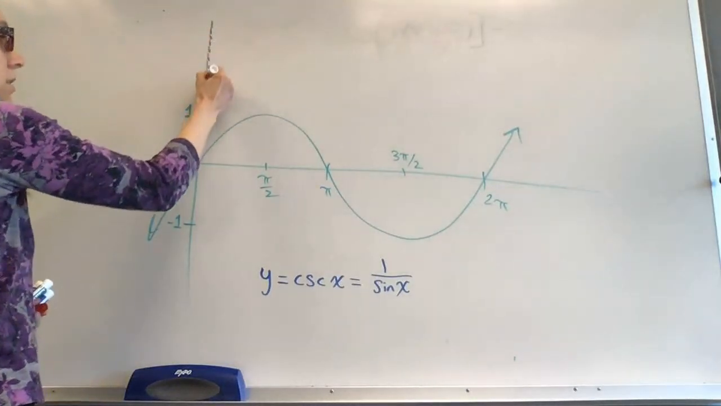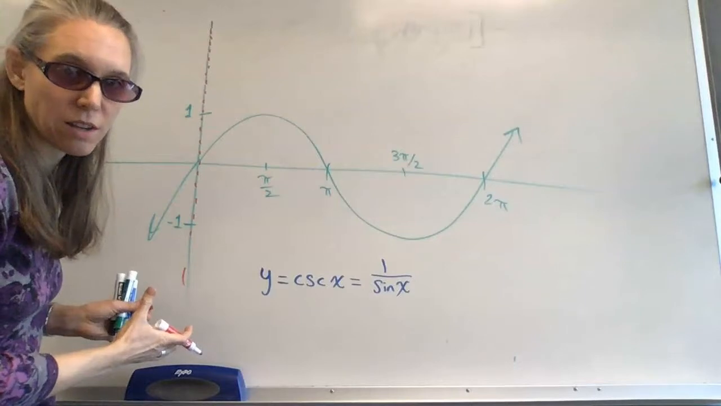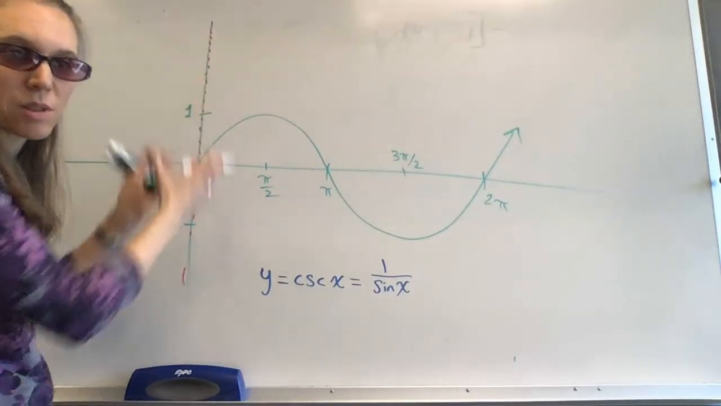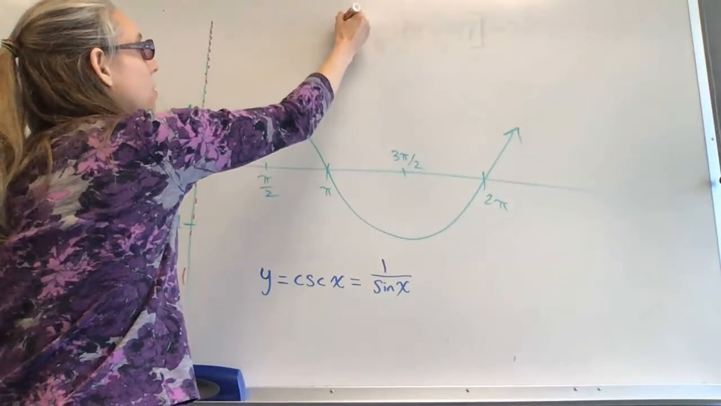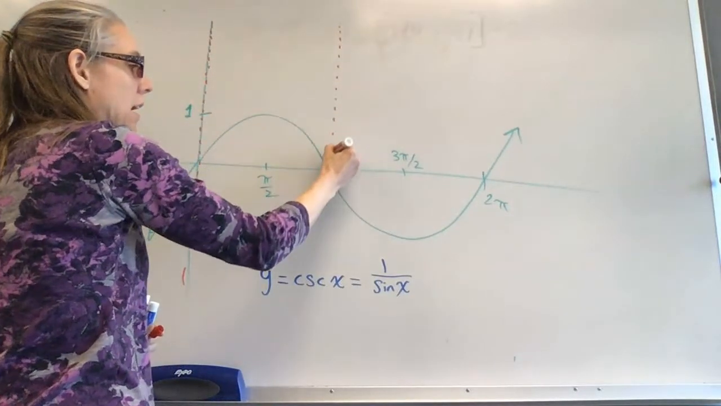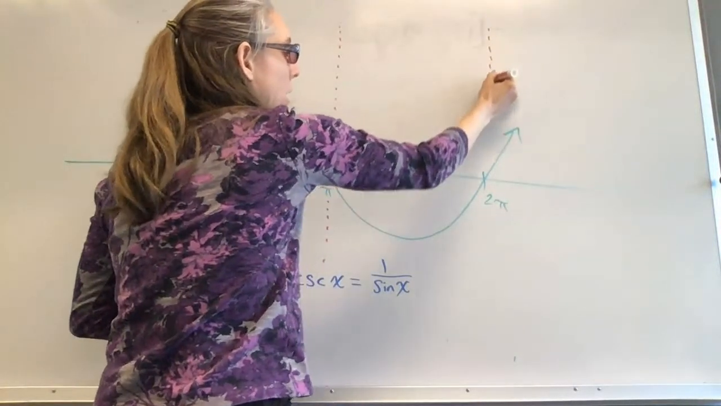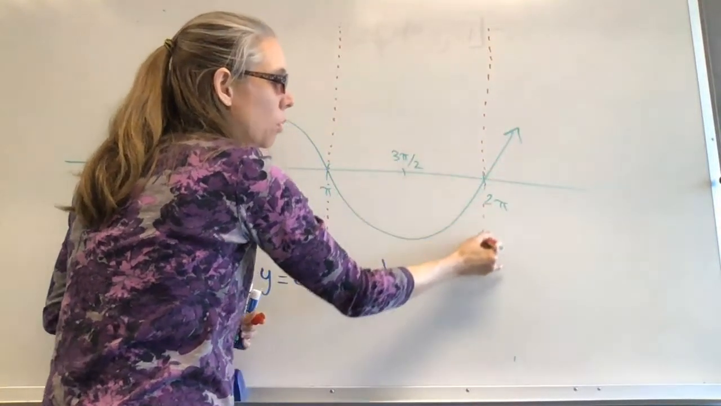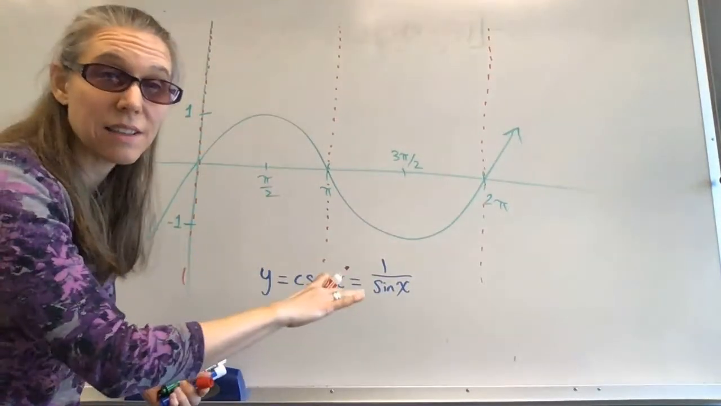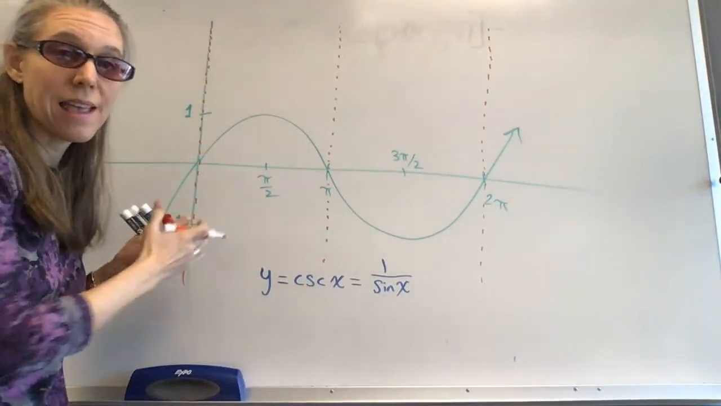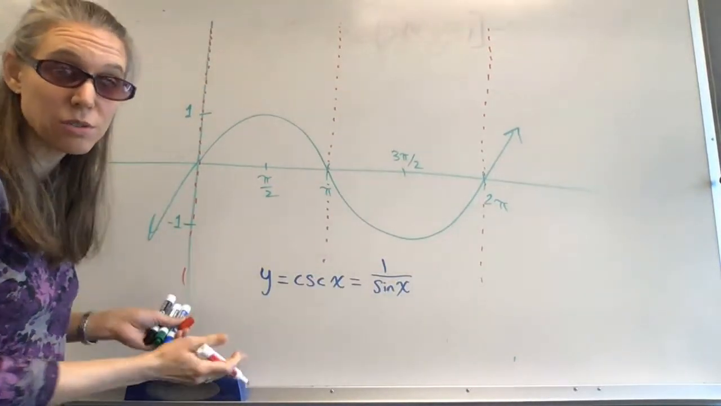One of the asymptotes is the y-axis. You don't actually need to draw a dotted line along your y-axis, but I'm doing that just to remind you that this is one of the asymptotes. Another vertical asymptote is at pi, because sine is 0 here. And then we have 2 pi. So any multiple of pi is where we see sine crossing the x-axis. That means that any multiple of pi will be a domain restriction for cosecant.